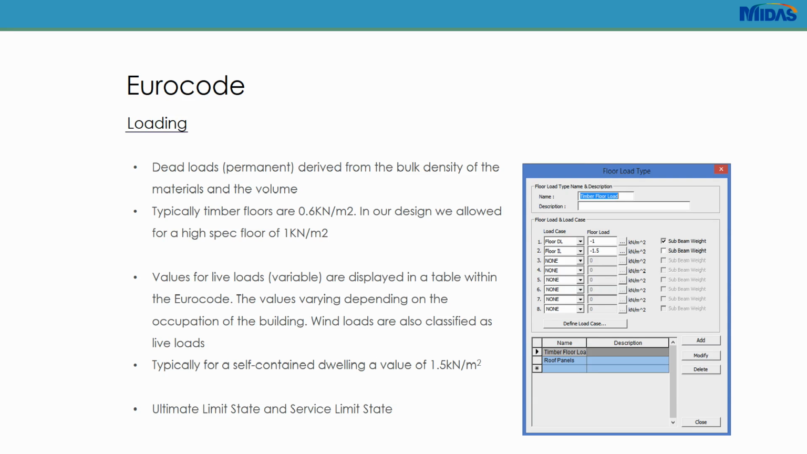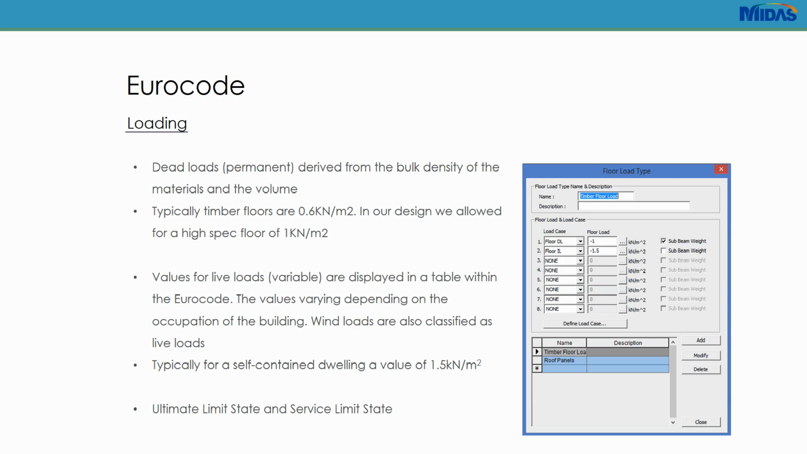Now, the Eurocode. The new extension has been designed according to Eurocode, and Eurocode, as you know, has some requirements for the loads. The dead loads for this building came from the structure itself, and also the load coming from the timber floors. These were in specs of 0.6 kilonewtons per square meter, but for this project a value of 1 kilonewton per square meter was used.